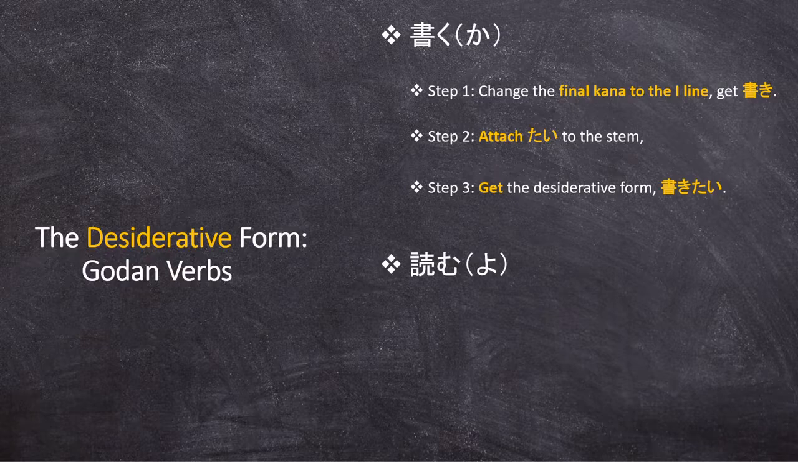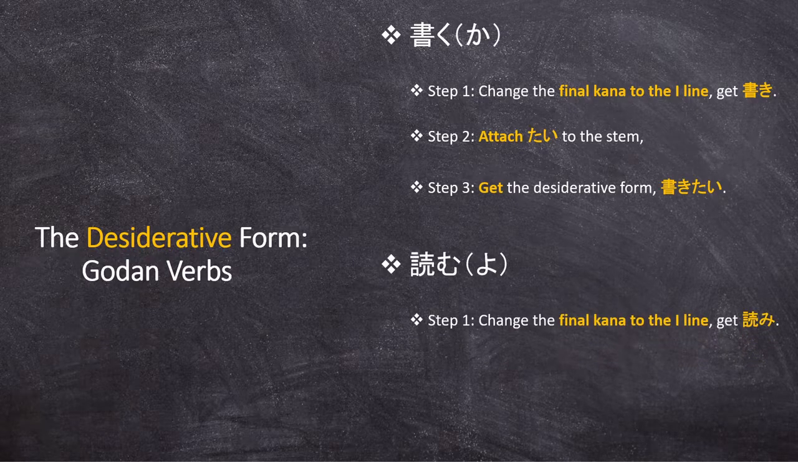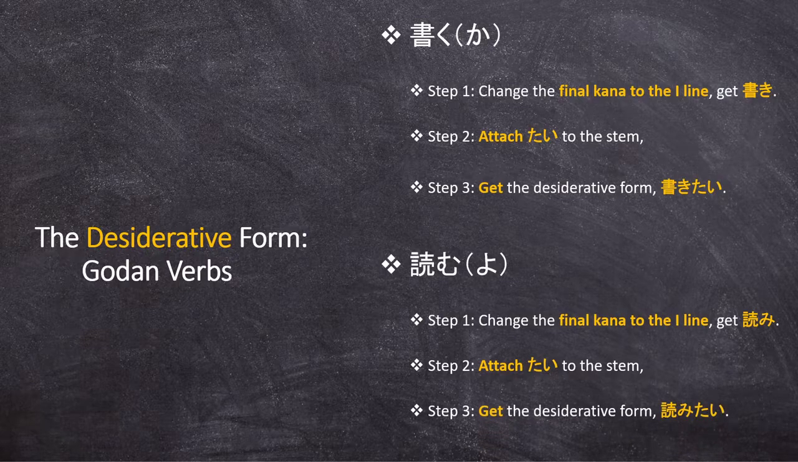Now let's see how it goes for yomu, meaning to read. Step 1, change the final kana to the I line, and then you will get yomi. Then attach tai to the stem that we have gotten this way, and we will get the desiderative form yomitai. As you can see here, the change in the final kana is the most important aspect when you are creating the desiderative form for godan verbs, so keep that in mind.